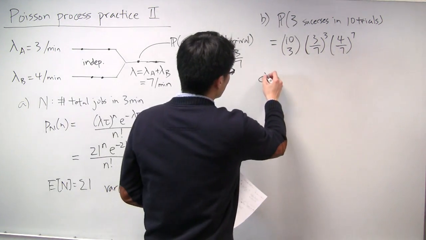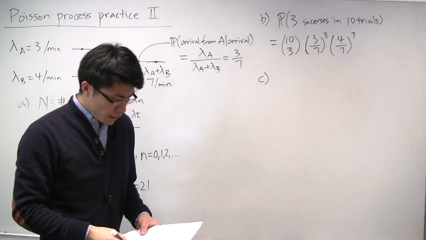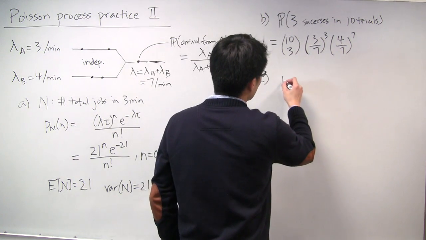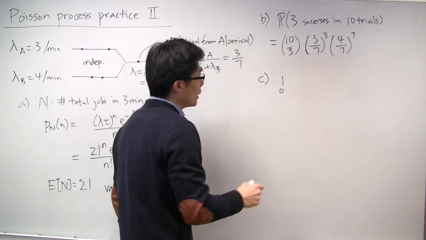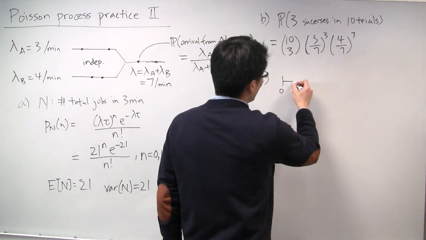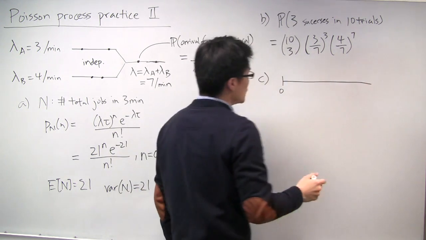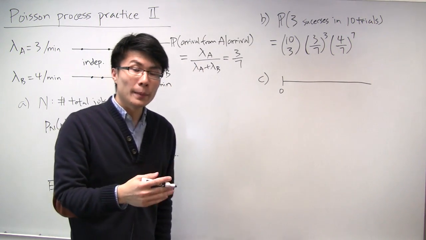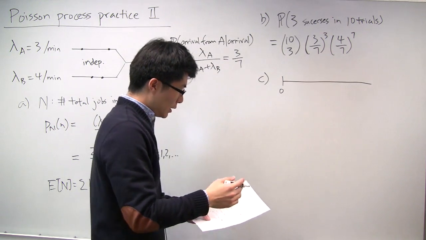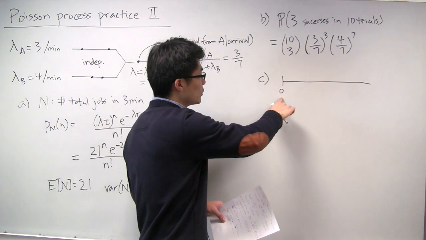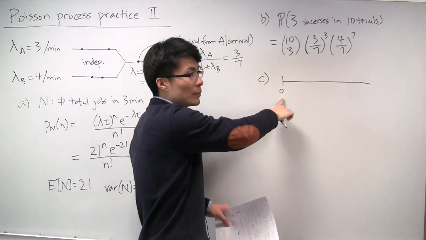Now, part C is telling us that suppose we started at some time 0, and we focus only on what happens after this time. We want to know what is the distribution, the PMF, of the number of type B arrivals until the first type A arrival. Everything is relative to after some arbitrary time 0.